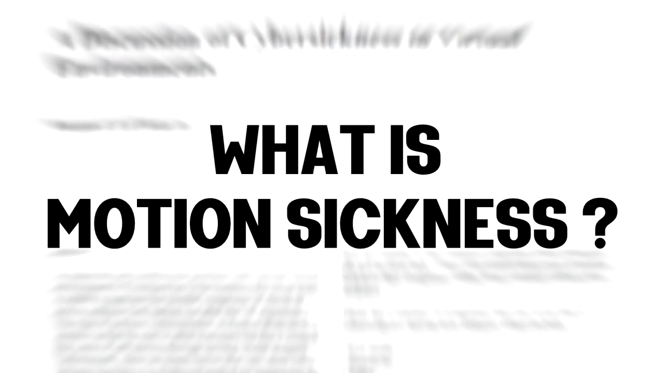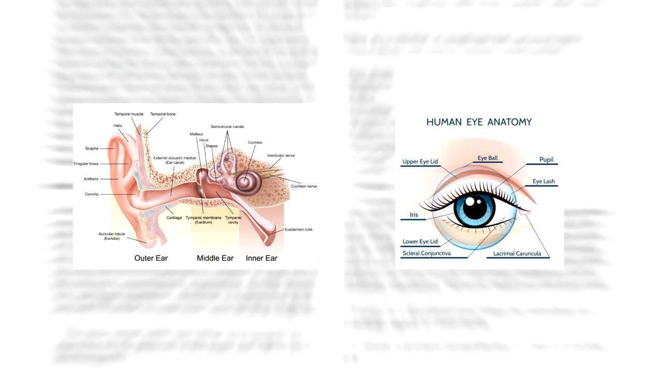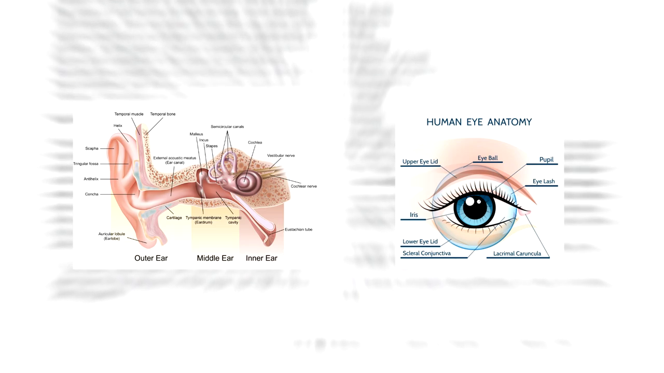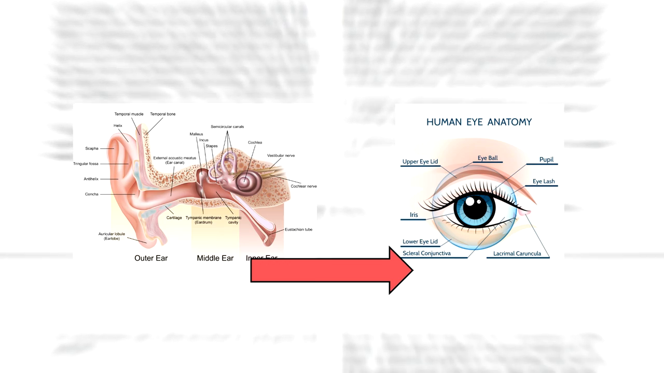What is motion sickness exactly? There are two main components responsible for self-motion: the vestibular system and the visual perception. The vestibular system uses the liquid in our inner ears to give information to the visual perception about the movement and orientation of the head.